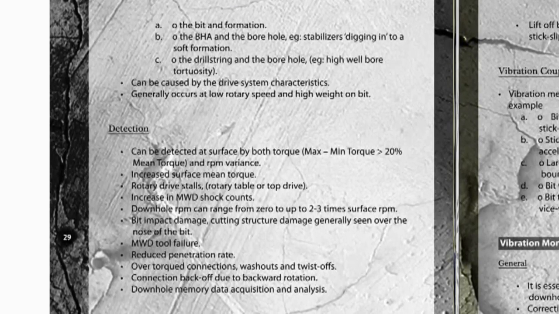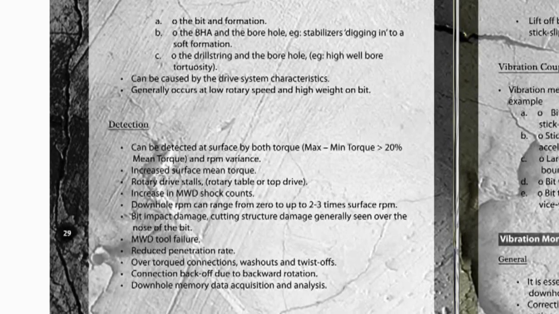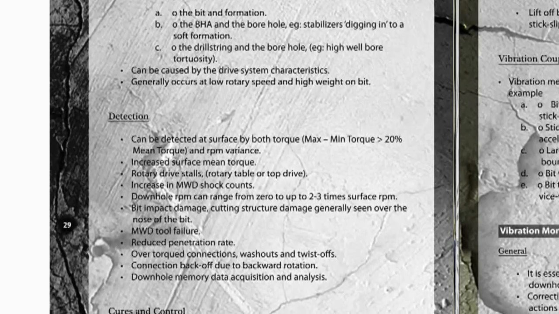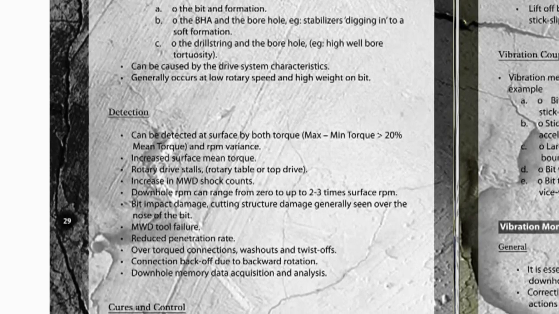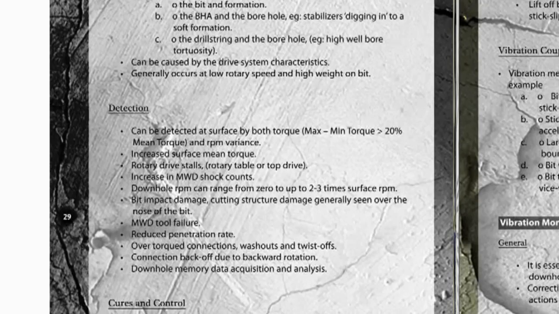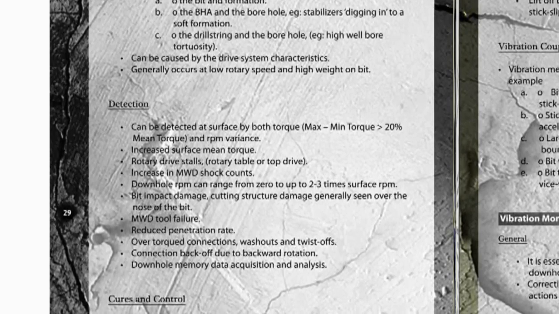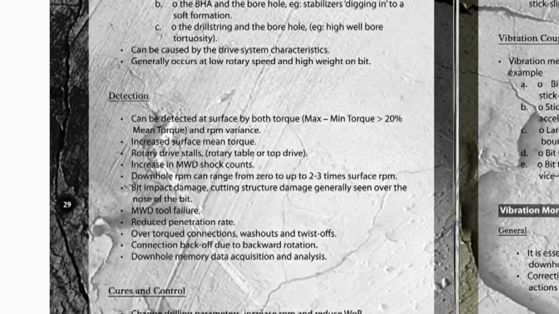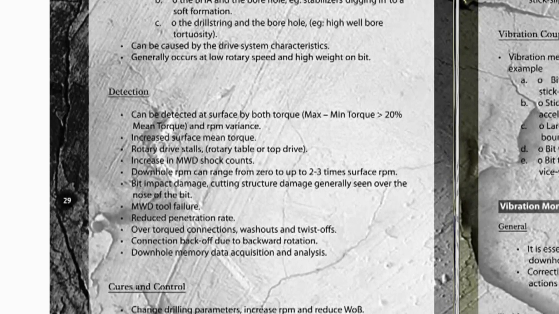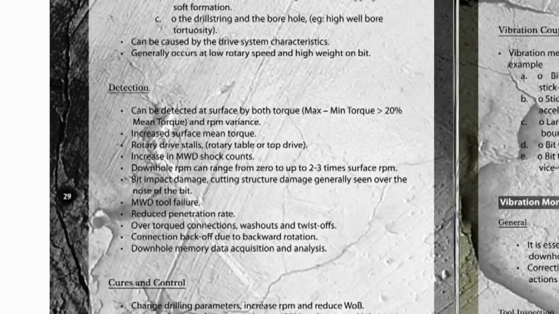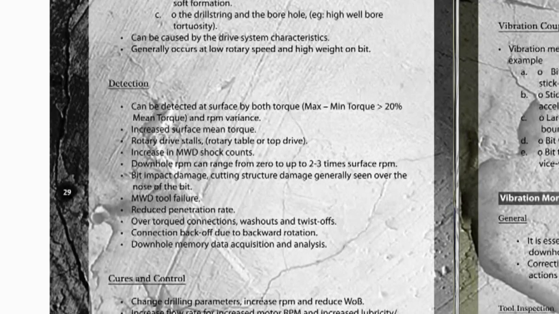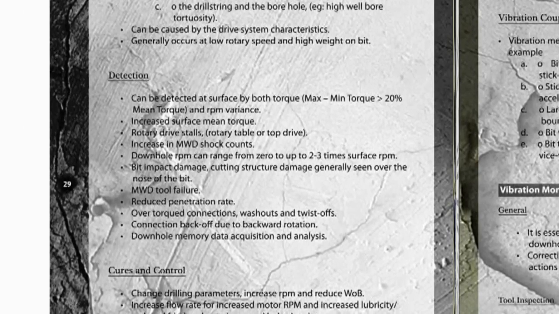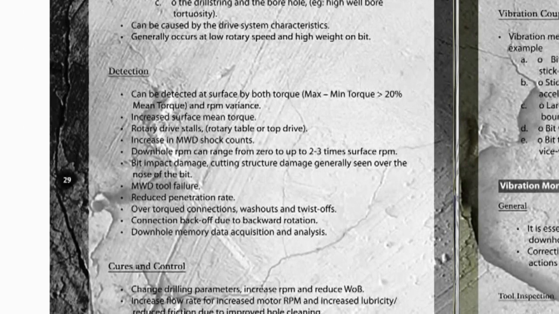Detection. Can be detected at surface by both torque, max min torque greater than 20% mean torque, and RPM variance. Increased surface mean torque. Rotary drive stalls, rotary table or top drive. Increase in MWD shock counts. Downhole RPM can range from 0 up to 2 to 3 times surface RPM. Bit impact damage, cutting structure damage generally seen over the nose of the bit.